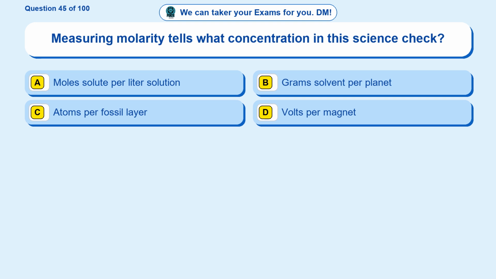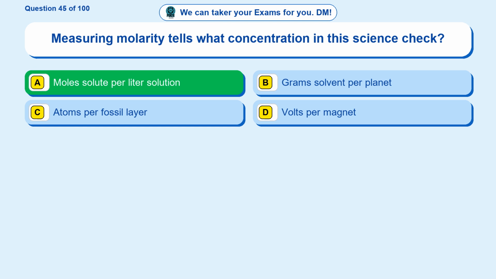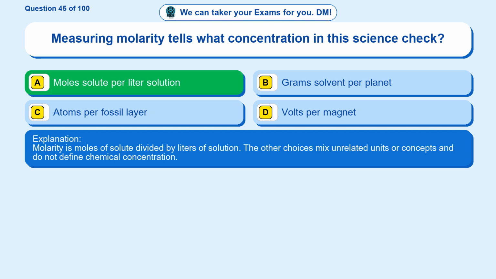Question 45. Measuring molarity tells what concentration in this science check? Option A, moles solute per liter solution. Option B, grams solvent per planet. Option C, atoms per fossil layer. Option D, volts per magnet. The correct answer is option A, moles solute per liter solution. Molarity is moles of solute divided by liters of solution. The other choices mix unrelated units or concepts and do not define chemical concentration.